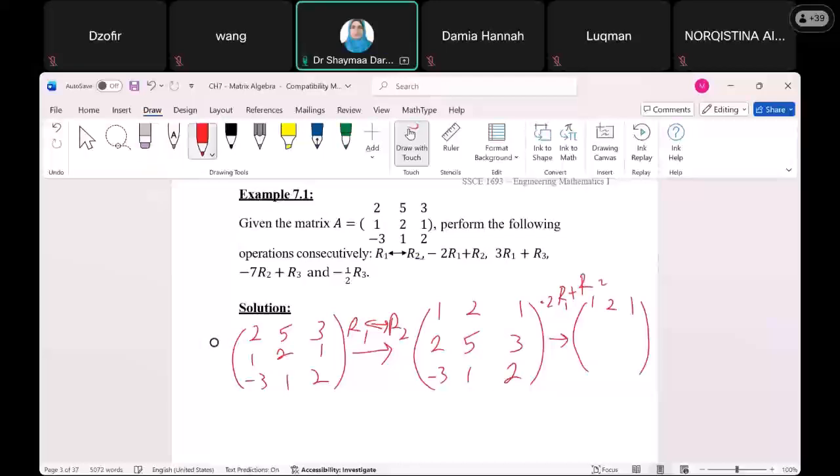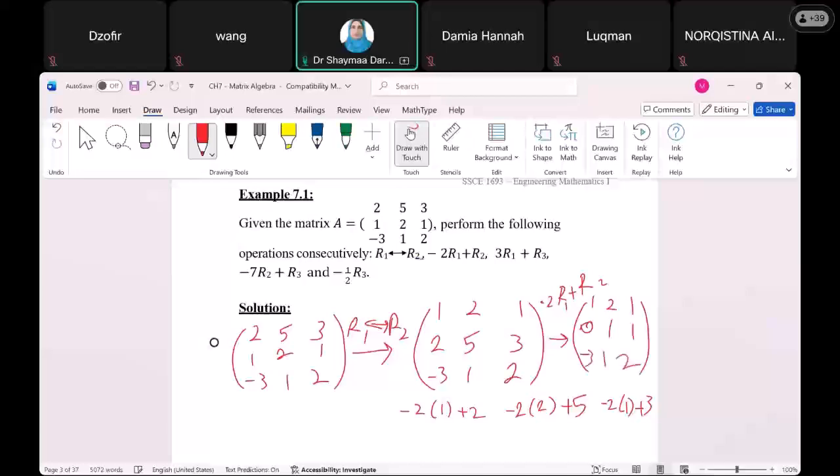Minus 2 times 1 plus 2, 0. Minus 2 times 2 plus 5 means 1. Minus 2 times 1 plus 3 means 1. 3 minus 2 also 1. So 0, 1, 1. The second row now becomes 0, 1, 1. The third row keeps the same.